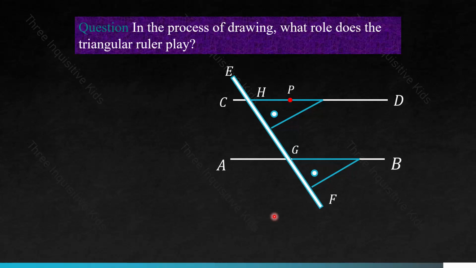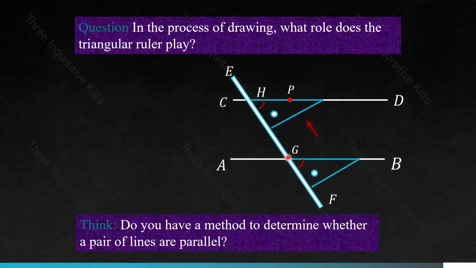In the process of drawing, what role does the triangular ruler play? Well, here we have a model of two triangular rulers. The triangular ruler is there to make sure that these corresponding angles are the same measure. This allows CD and AB to be parallel. Do you have a method to determine whether a pair of lines are parallel out of this conclusion? The triangular rulers make sure that these corresponding angles are the same.